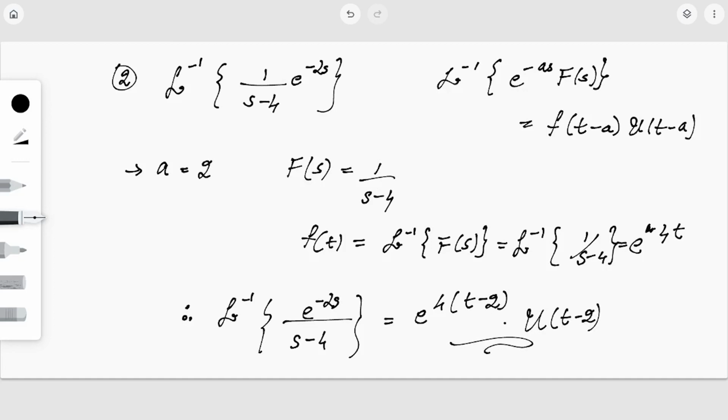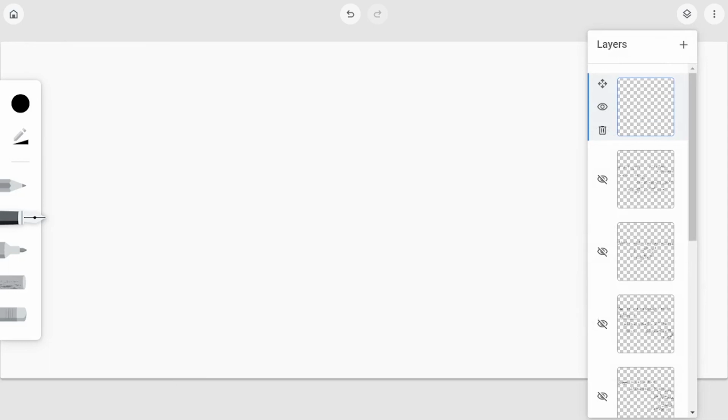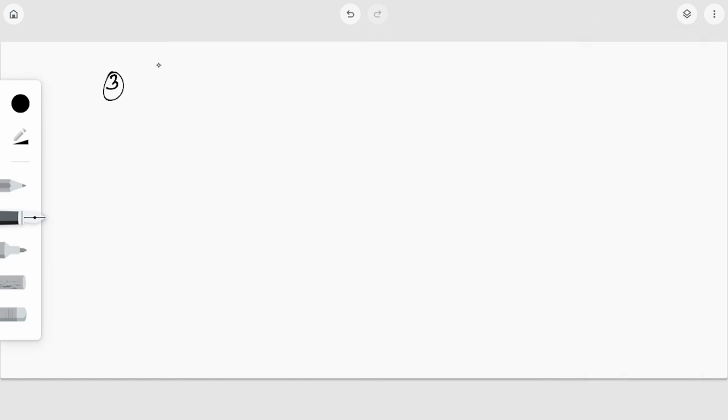So this is the required solution. Okay. So to find the Laplace inverse of a function which is of the form e raised to minus as into F of s, we just have to determine what our a is, and then find the L inverse of F of s. So we shall do just one more problem. The next one is to find the Laplace inverse of s by s square plus 9 into e raised to minus 5 s by 2.